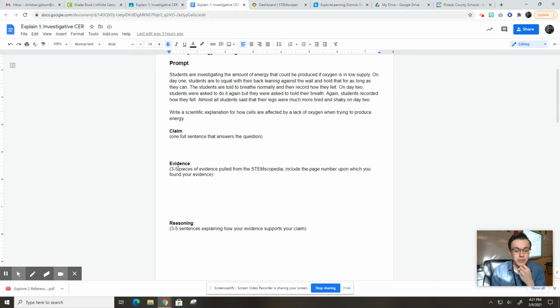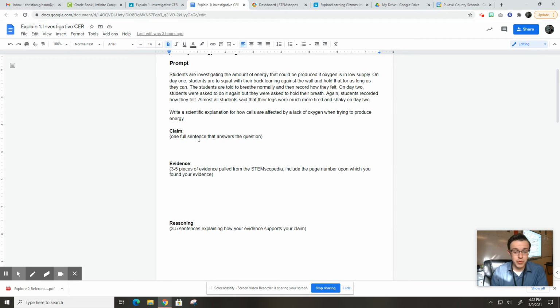Now remember, you're going to need 3 to 5 pieces of evidence, and your evidence must come from the STEMscopedia. It must come from the reading. It cannot come out of your own brain. I want you to cite your evidence. So if you find it on page 13, I want you to type your evidence and then in parentheses put page 13. Now your evidence also needs to be in complete sentences this time.